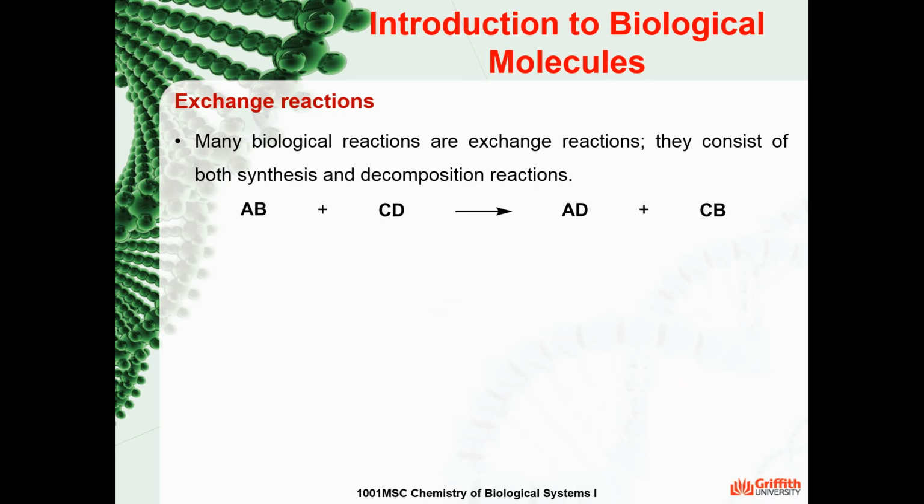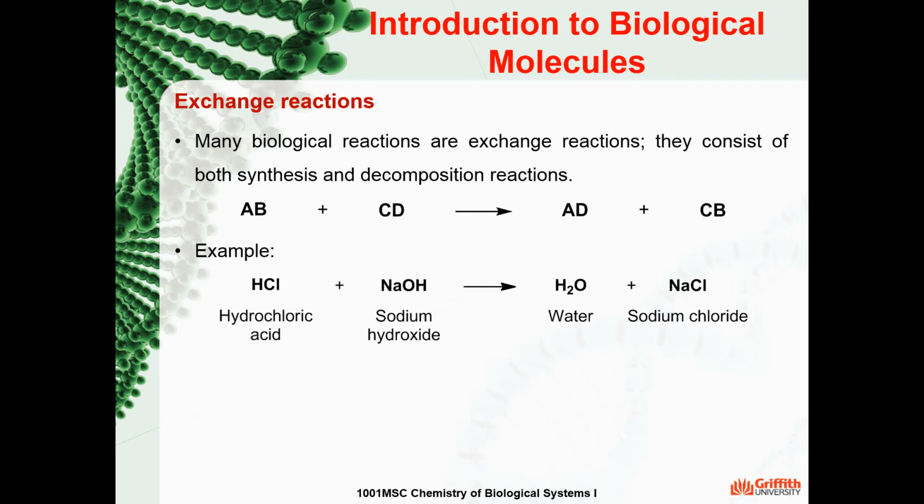Likewise, the cation from the first molecule will exchange position with the cation from the second molecule. So B can only exchange with D, C can only exchange with A. A and C cannot come together as they are both cations. For example, HCl, an acid, plus sodium hydroxide, a base, will react together so that the sodium will end up with the chloride and produce sodium chloride. The hydrogen will end up with the hydroxide and form water.